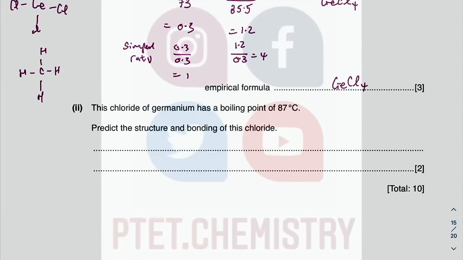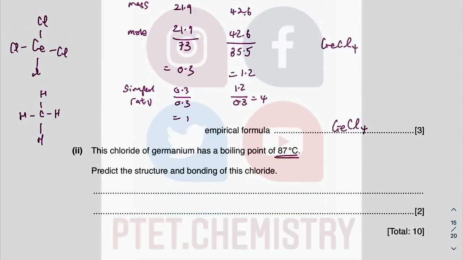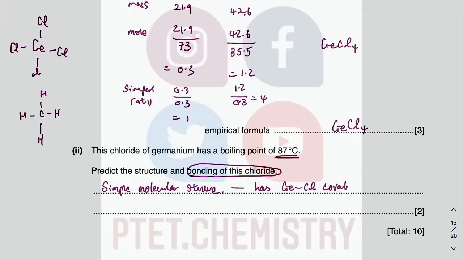So now the chloride of germanium has a boiling point of that. In fact, I've given it away by showing you that it's actually existing as single discrete molecule. So that's why it's simple molecular structure. And they want the bonding of this chloride. So it has germanium chlorine covalent bond.